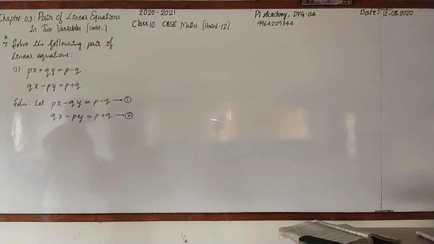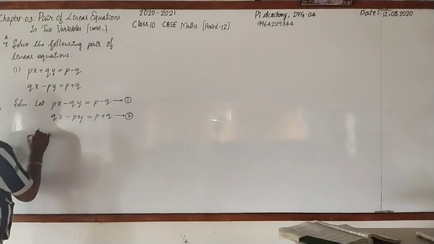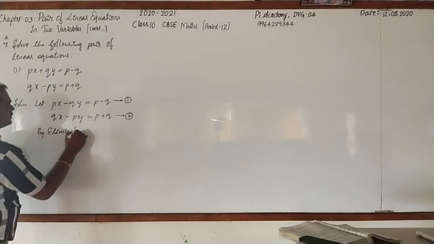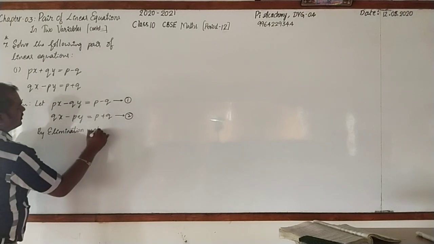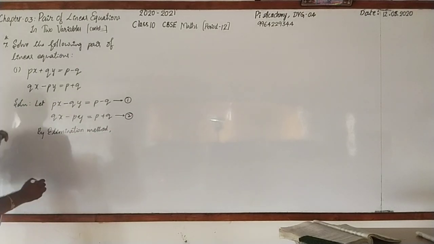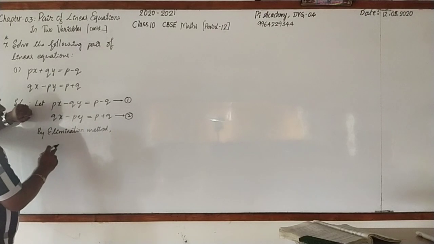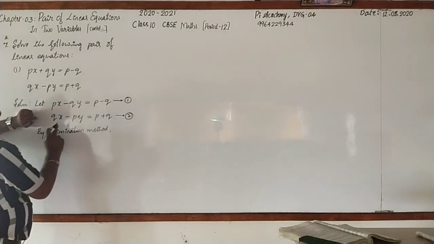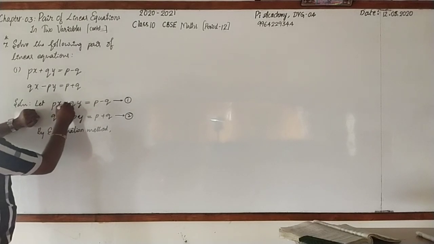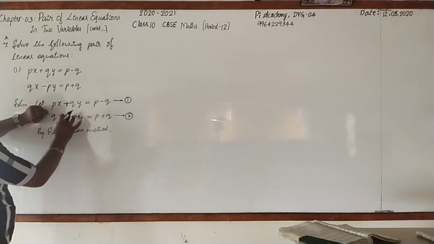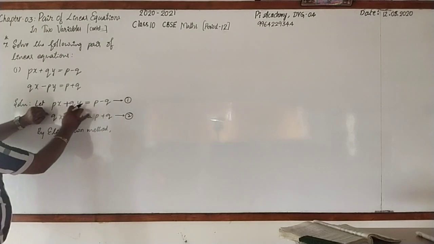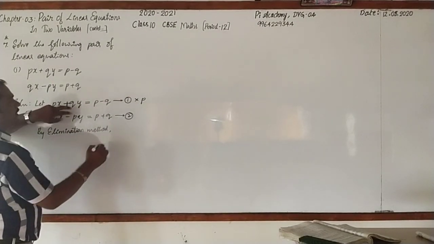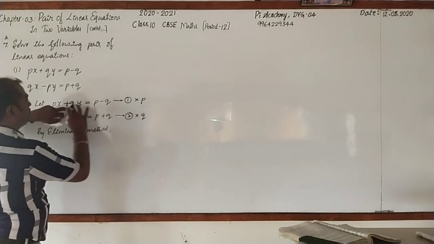Which method would you like to follow? Let's go for elimination method. Here, by elimination method, we can write, we equalize either coefficient of x or y. Let us go for equalizing coefficient of y. So hence equation 1 should be multiplied by p and equation 2 should be multiplied by q.